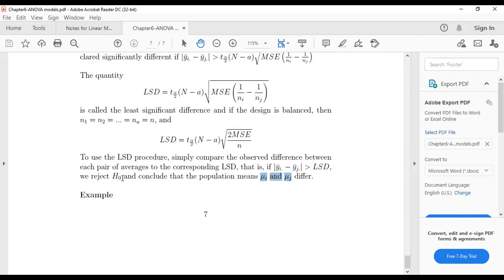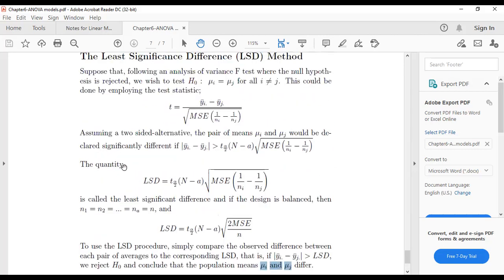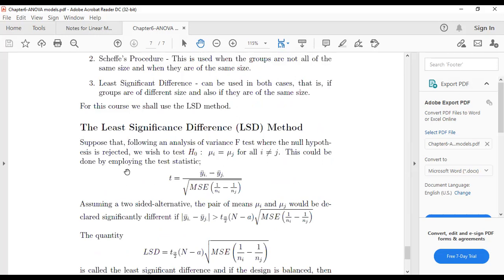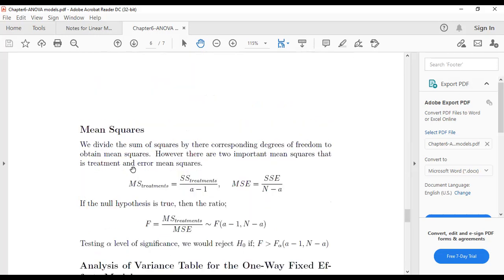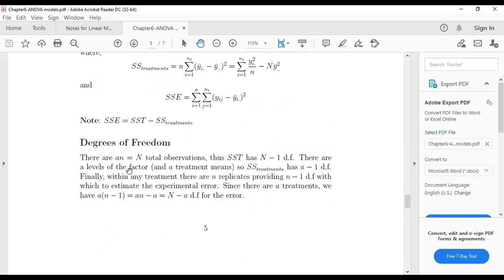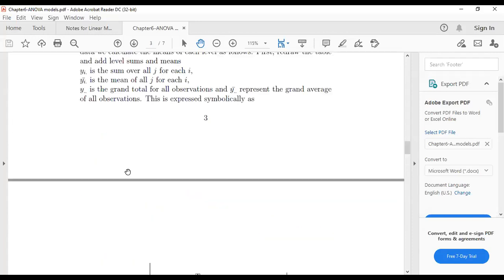So theory on its own is not enough. Let's look at one example. Today we only look at the balanced design, and then tomorrow we're going to look at the unbalanced design.